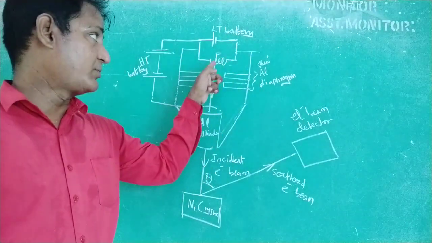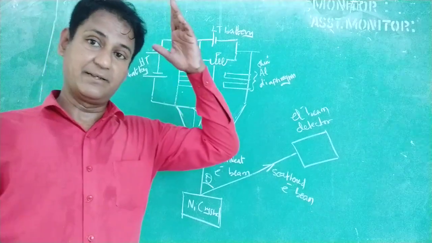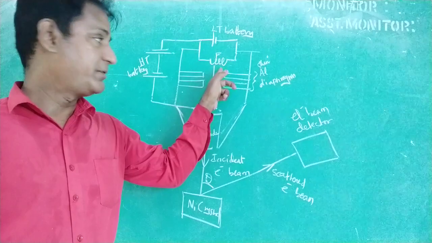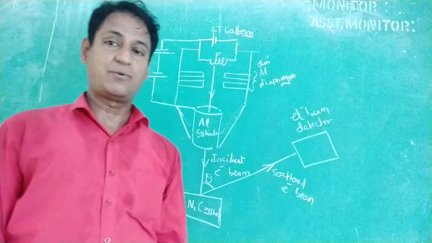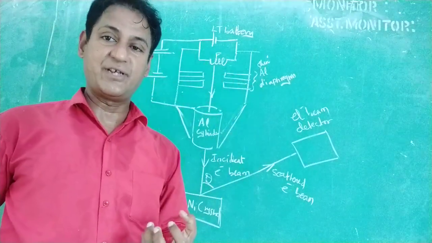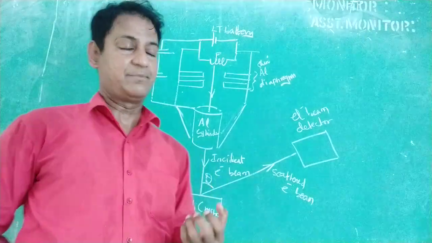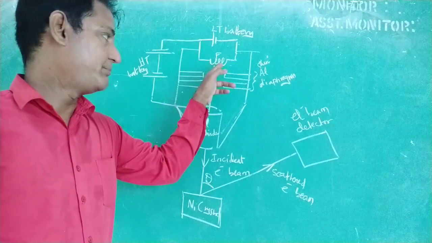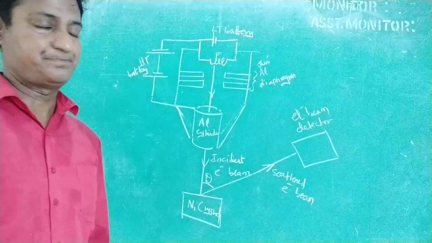Whenever high current passes through this thin filament, like what we see in the bulb, a tungsten filament, it will be heated. Due to this heating effect, the thermionic emission process will happen. Thermionic emission means that due to the heat energy, electrons will be ejected out of the atoms. These electrons will be converted into a beam-like structure, and the electron beam will be ejected out of this filament.